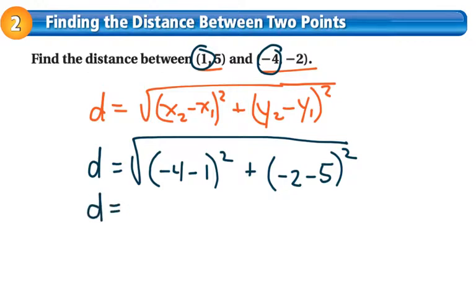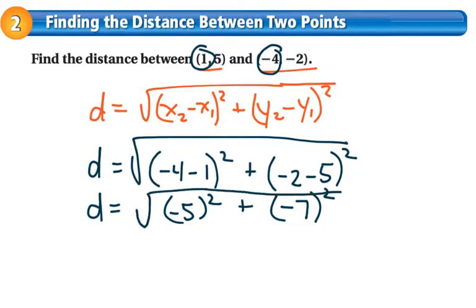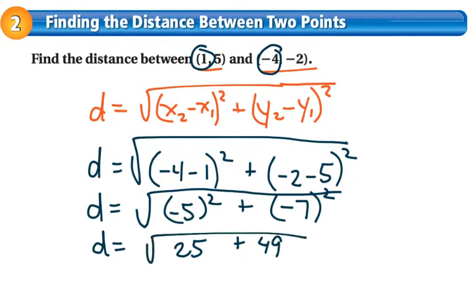All right, negative 4 minus 1 is negative 5. We're going to square that. Negative 2 minus 5 is negative 7, and we're going to square that. And after we simplify that, we get to square root all of that. Let's see, negative 5 squared is 25, plus negative 7 squared is 49. 25 plus 49 is 74. And all we need to do then is find the square root of 74.